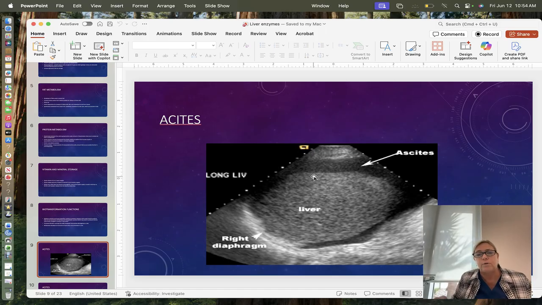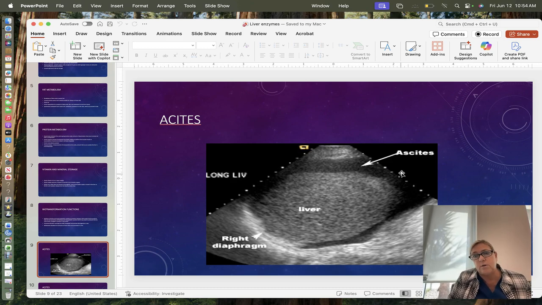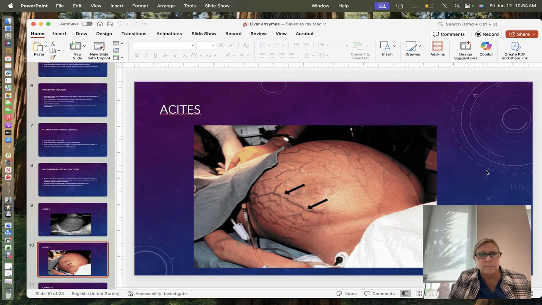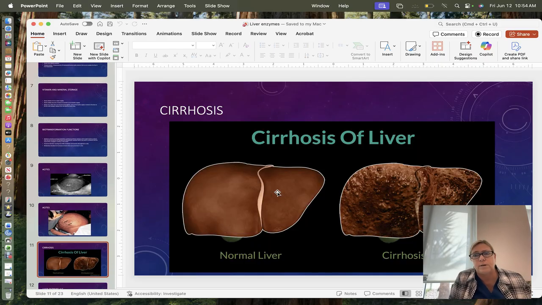But it's all fluid. And in order to get that fluid off, they can do an ultrasound guided paracentesis and take that fluid off. This is what it looks like, and you'll see it's highly vascular, but this is not fat. This is all fluid, and we can tell because you can do an ultrasound and see that free fluid. So in cirrhosis, here's our cirrhotic liver, as you can see, has a lot of scar tissue, nodules, where the normal liver is fairly smooth.